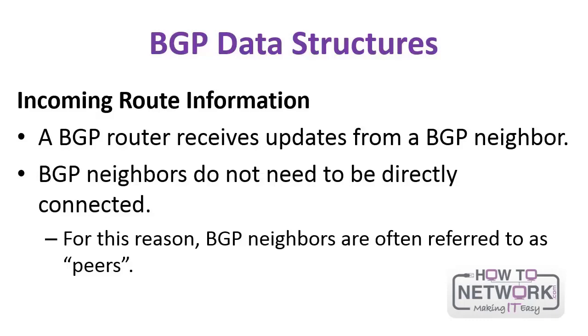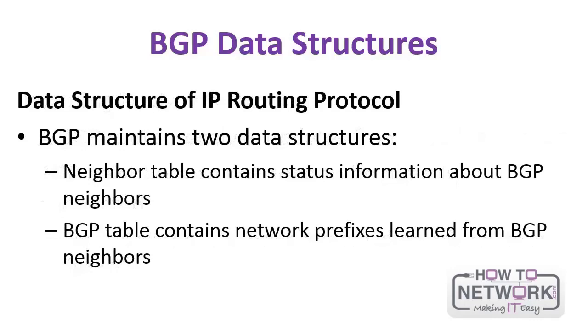As you saw in the earlier diagram, BGP maintains two data structures: the neighbor table, which contains status information about BGP neighbors, and then there's the BGP table that contains all of the network prefixes learned from all of the BGP neighbors. Now note, a BGP table is not the routing table. It is a BGP table which contains all the prefixes learned. Only select routes are inserted into the routing table.